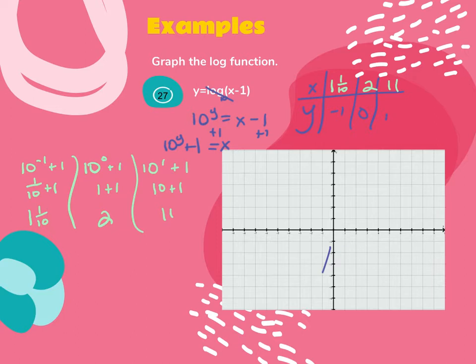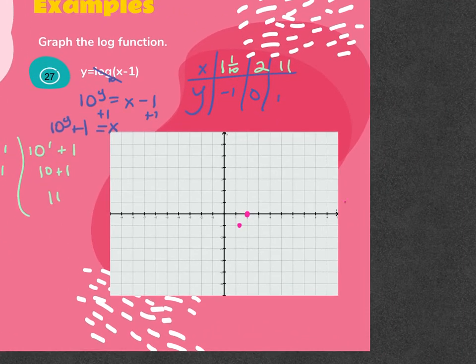Okay, so now I got to plot them. So 1 and 1/10 and -1 is about there. 2, 0, and 11, 1. So like all the way over here. And my vertical asymptote that was at 0 just got shifted to the right 1 based on those parentheses there. Then my graph is going to look like this.